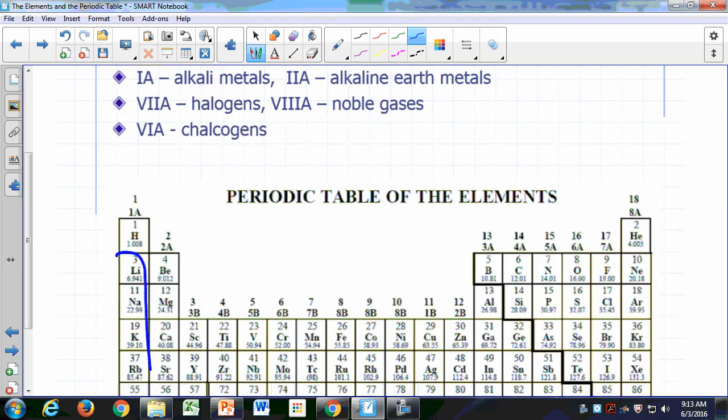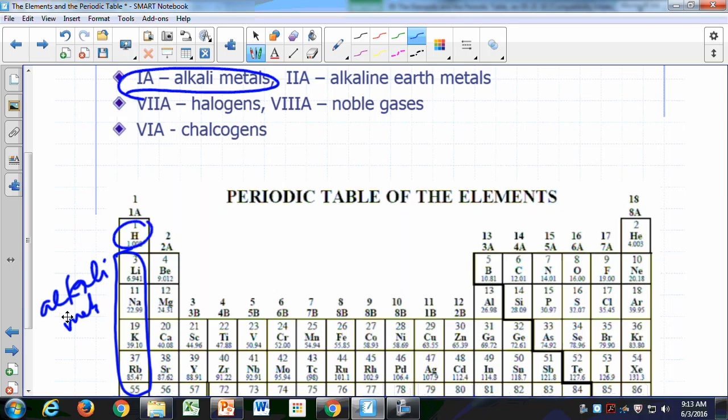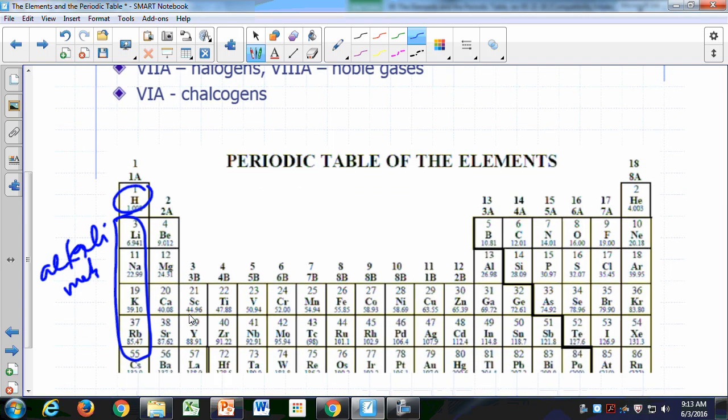All the elements belonging to group 1A are known as the alkali metals. So 1A are alkali metals. Now hydrogen is not a metal, so we don't refer to that as an alkali metal. Although in very adverse conditions like in Jupiter, it's been observed to behave like a metal. Well, it's predicted to behave like a metal.